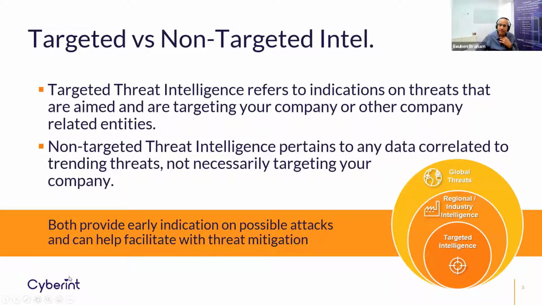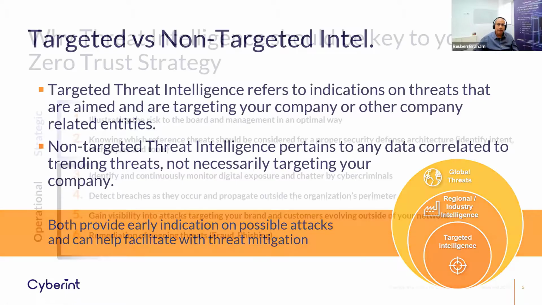Now, threat intelligence can be targeted and non-targeted. And what does it mean? It means that you can identify intelligence that is really relating to your organization, to the environment you are present in. And the non-targeted would be intelligence on a broader basis, so regional industry intelligence, global intelligence that will help you understand the trends and then protect yourself and fortify yourself in your zero trust strategy. Both will help provide an early indication of possible attacks and help facilitate threat mitigation. Okay, so this is pretty important for us to understand.